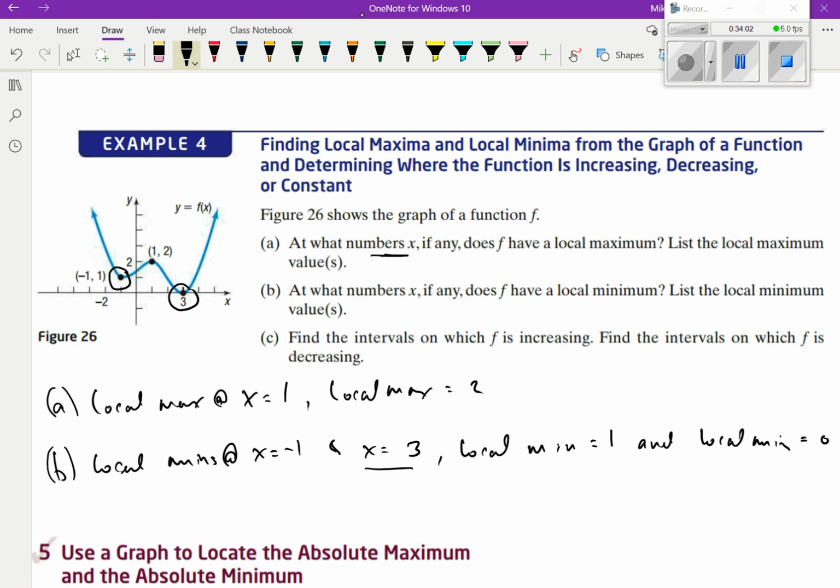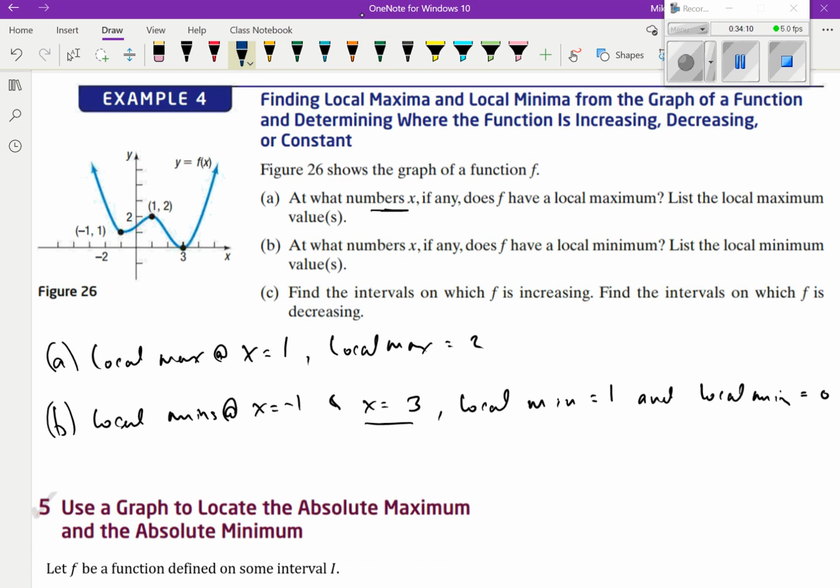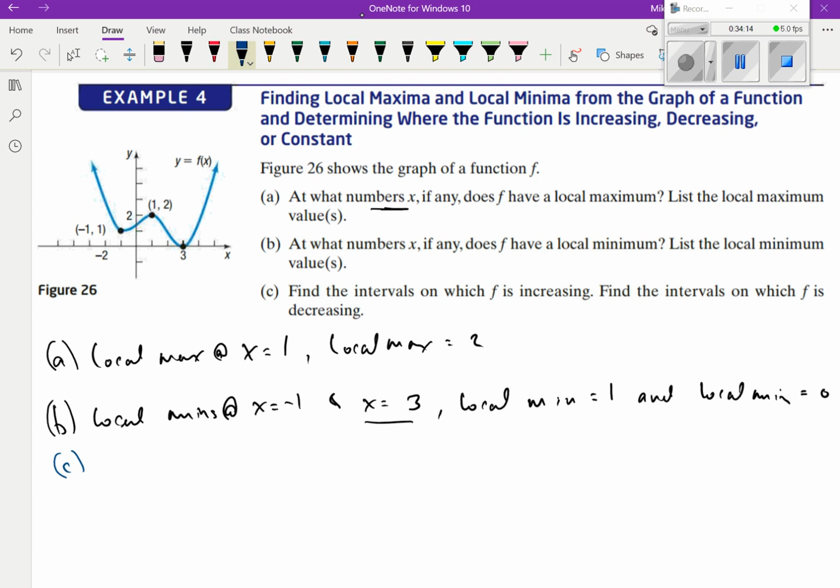Then we take a look at letter C, and we say, all right, find the intervals on which the function is increasing and where it is decreasing. So if we take a look here at that particular spot, where are we increasing?